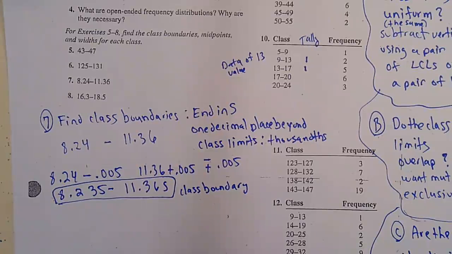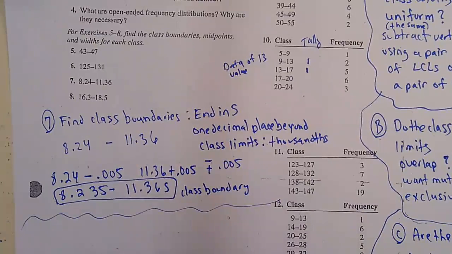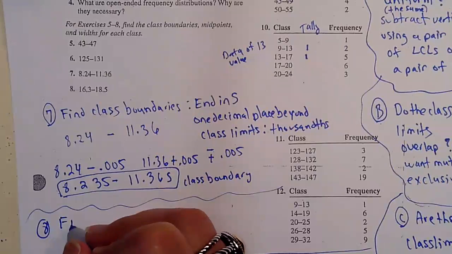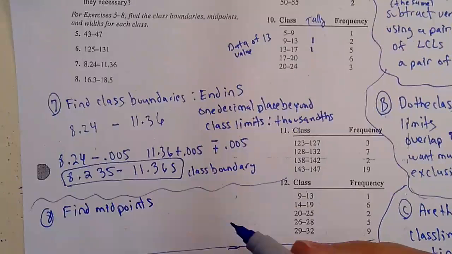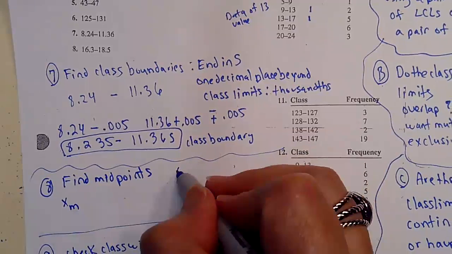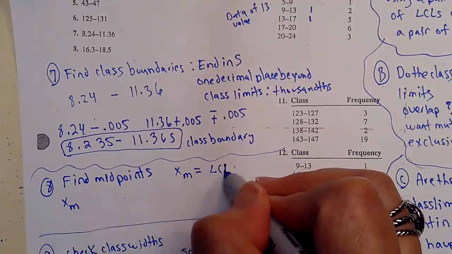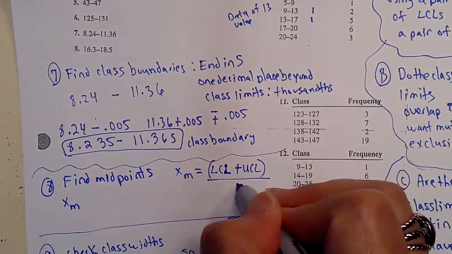Okay, now let me go to another problem, 8, and let me just do the midpoint for that one. We're supposed to find the class boundaries and the midpoints and the class widths. So let me go to 8, and for 8, let me find the midpoints. Okay, so what I could do is add xm for midpoint. I could take the lower class limit plus the upper class limit, add those up and divide by 2.